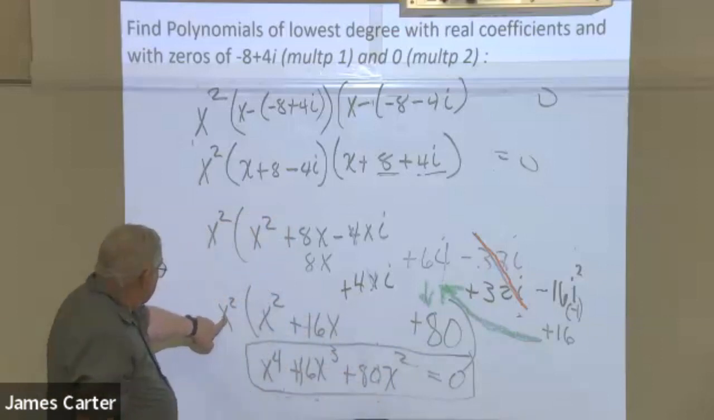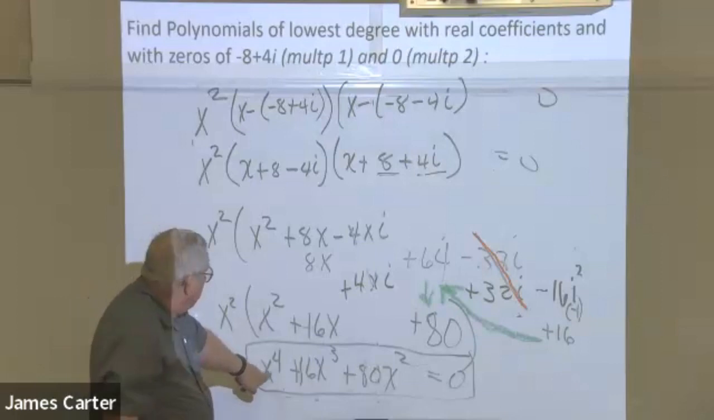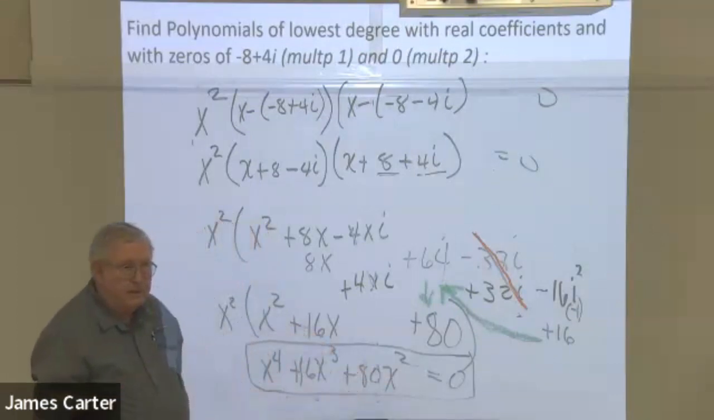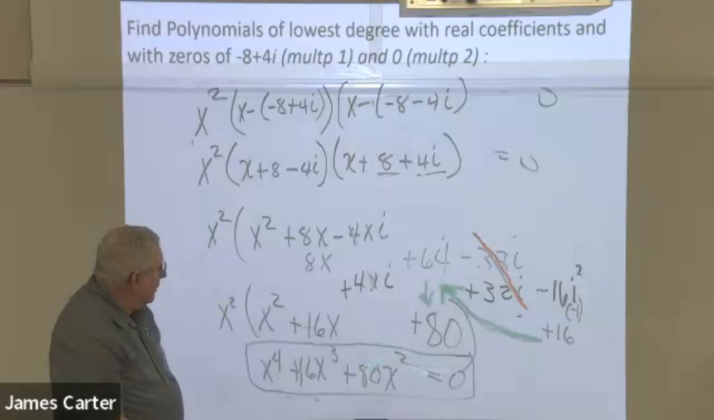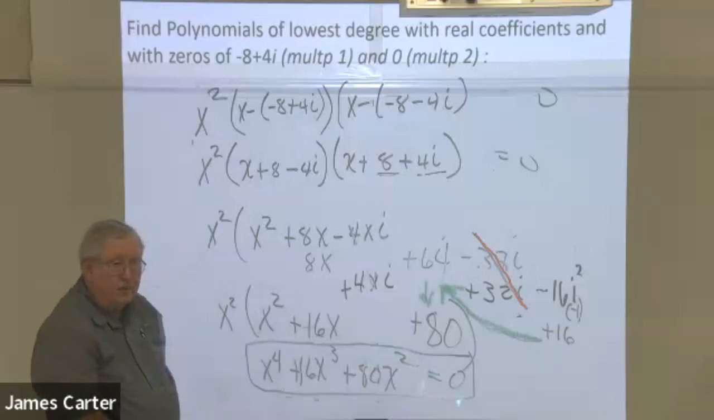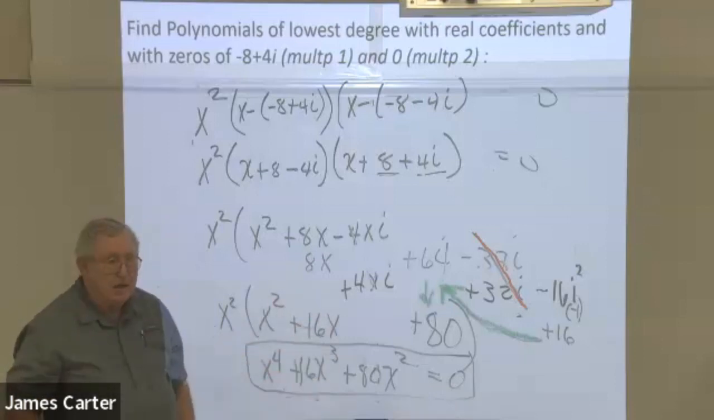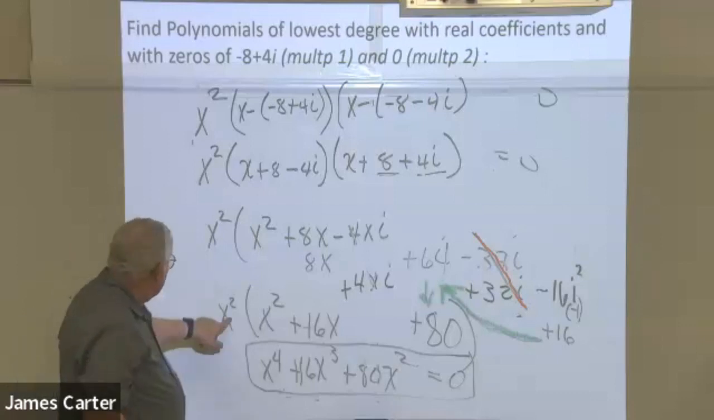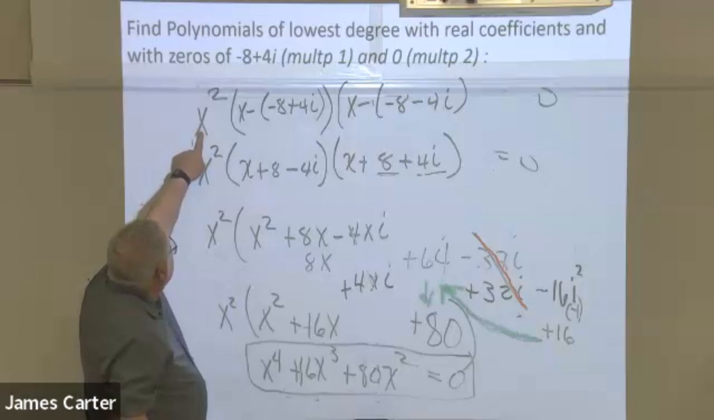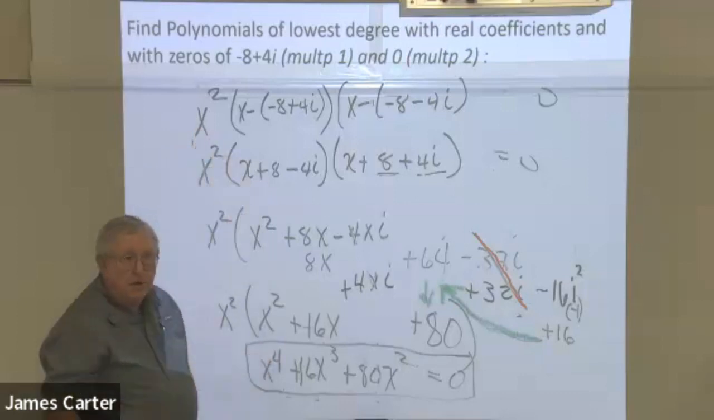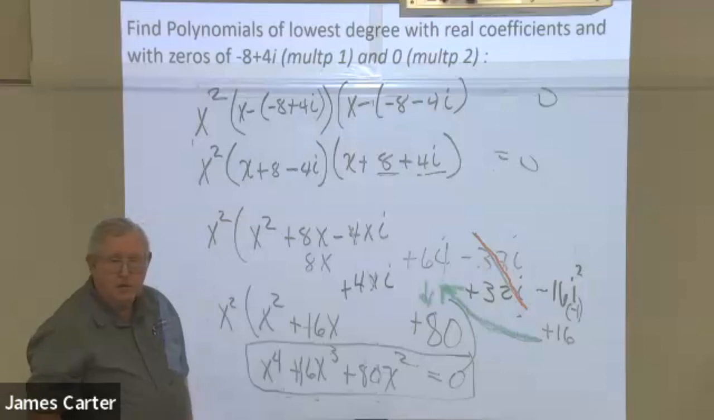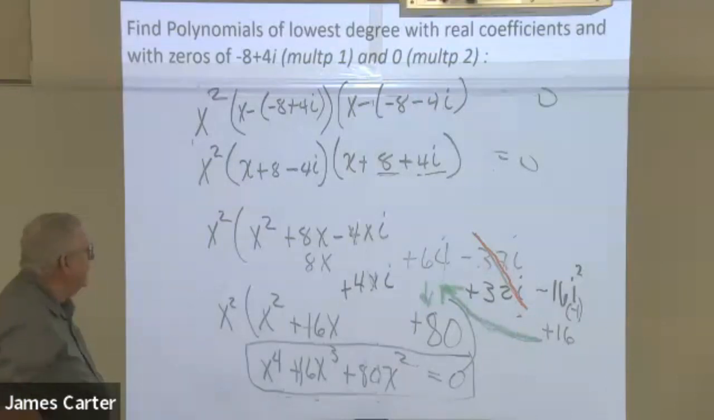Now I have to distribute this x squared that was in the front. And here is my total equation. Notice I don't have an x term and I don't have a y-intercept term. That tells me that I've got a 0 y-intercept. Well, in this thing, what value does that represent? It represents 0 with a multiplicity of 2. But I needed to show you where this 16 and that 64 made the 80 here.